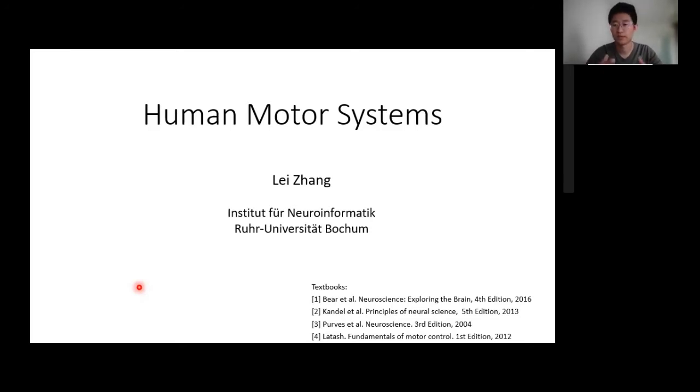I designed my lecture concerning mainly 2 aspects of the human motor system. The first is the basic anatomy and neurophysiology of the motor system. These are basic descriptions and textbook knowledge. The second part is more at a mechanistic level. It's more like theory and modeling. This aspect really requires some thinking, and it's also related to exercises and exams.